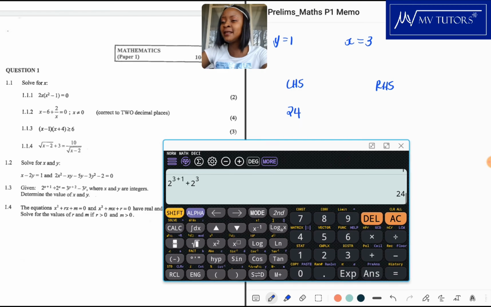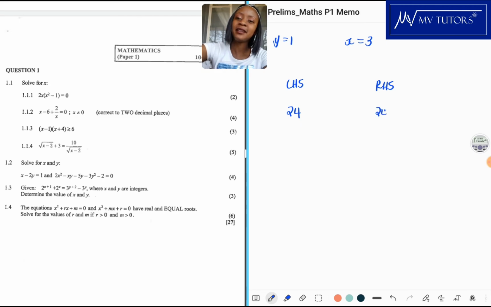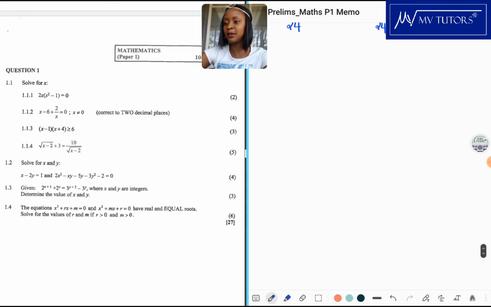On the right-hand side we have 3 to the power y. y is 1, plus 2, and then minus 3 to the power 1, and that is 24. I'm happy. I can move on with peace.